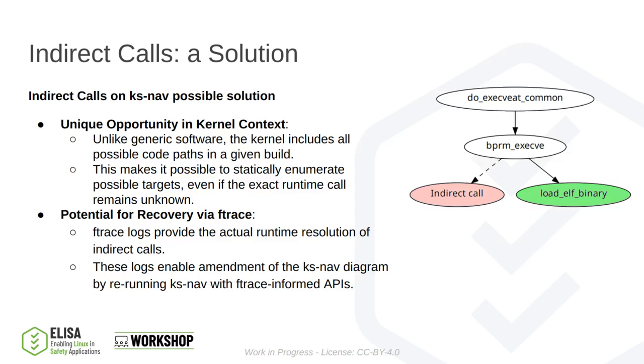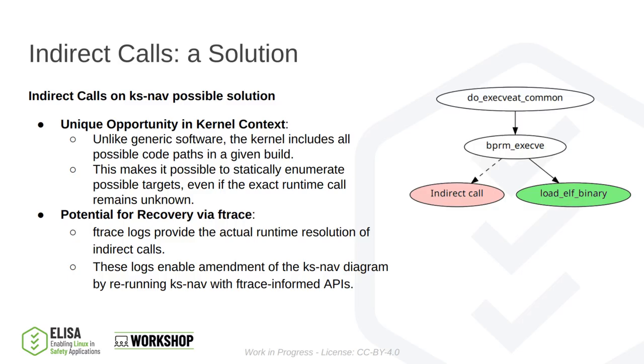So, while generic software analysis tools may hit a hole here, the Linux kernel gives us an edge, because in any given build, all possible code paths exist in the binary. This means that although we can't pinpoint exactly what call happened at runtime, we can enumerate all the possible targets. There are plans to extract this information from source code, but for now it is not a thing yet. More on this in the plans for the future.